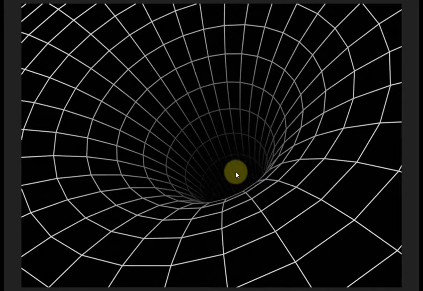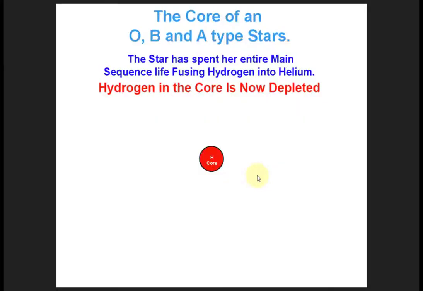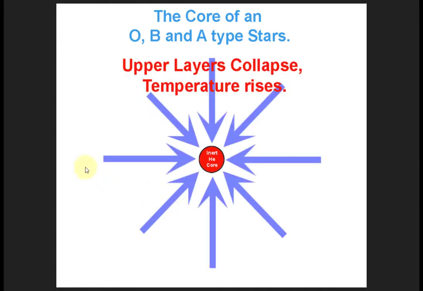We start with the core of a massive star when the hydrogen has run out. Since there is no more hydrogen, the star will collapse, and once it collapses, the temperatures will go up. This is the beginning of the evolution of a massive star. Every time the upper layers collapse, the temperatures rise, and every time the temperatures rise, the star is able to burn heavier and heavier elements.